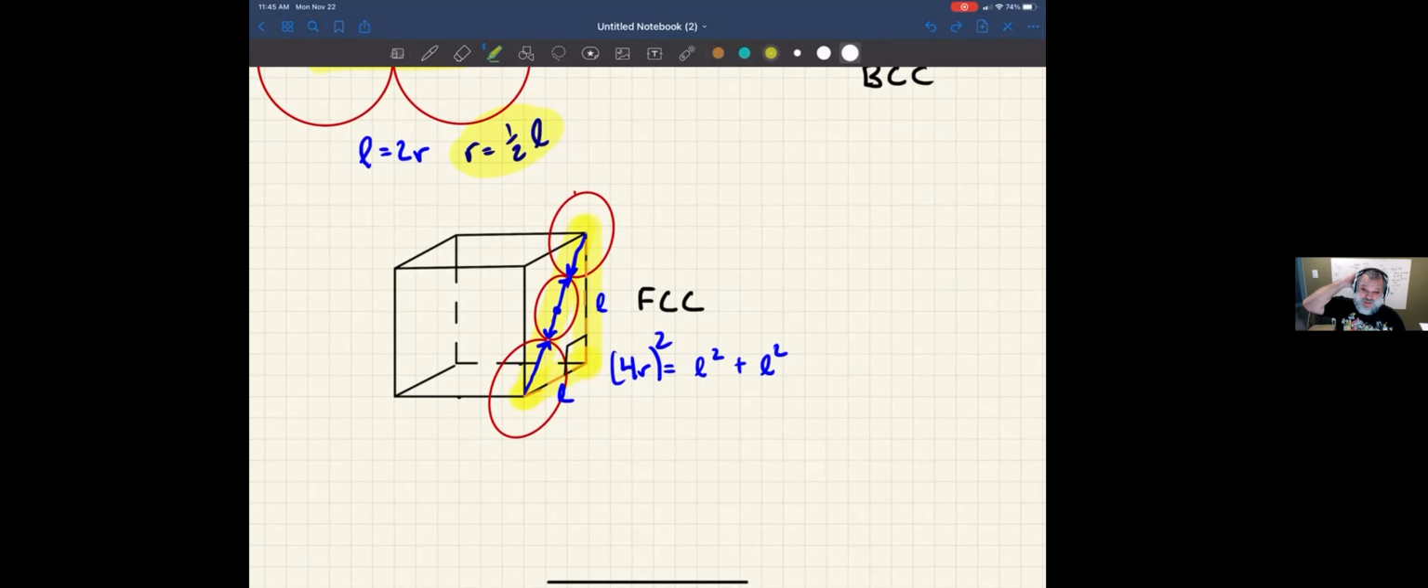So now it's got a little bit of algebra to do. On the right side, it's 2L squared. On the left side, it's going to be 16r squared, so 4 times 4 is 16. Now I want to solve. So what do I get? I get r squared equals 1/8 L squared. And then taking the square root of both sides, I get r equals the square root of 1/8 times L. And that's the relationship between the radius and the cell edge length in face-centered cubic. Now let's go to body-centered cubic.